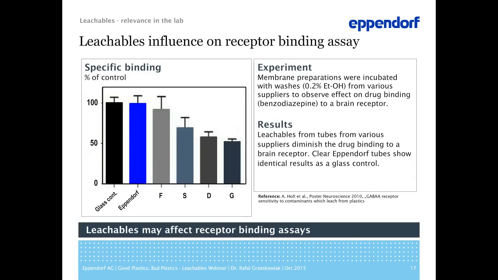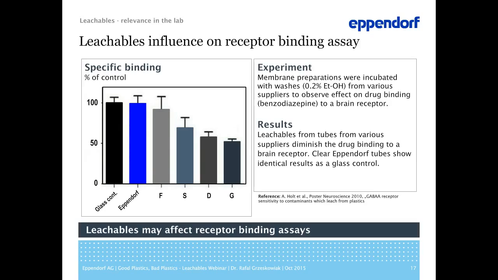And in this particular example here, preparations of rat brain receptors were incubated with their specific ligand, and ethanol washes from various laboratory tubes. So in the panel on the left side, you see a percentage of specific binding of the drug to its receptor and the influence of different tubes, namely leachables from different suppliers. And as you can see, they can diminish drug binding up to 50% as compared to glass control. Well, notably, Eppendorf tubes show identical results as the glass control. So the conclusion in this example is that leachables may affect receptor binding assays.